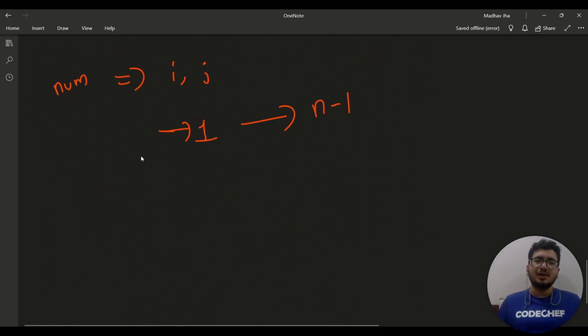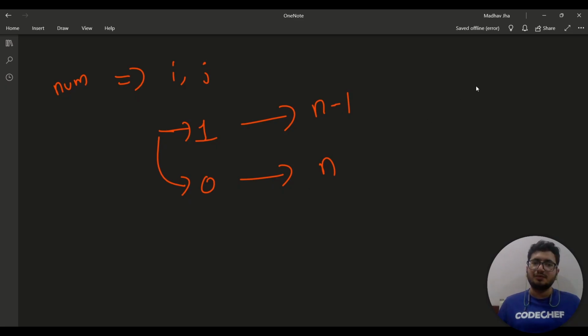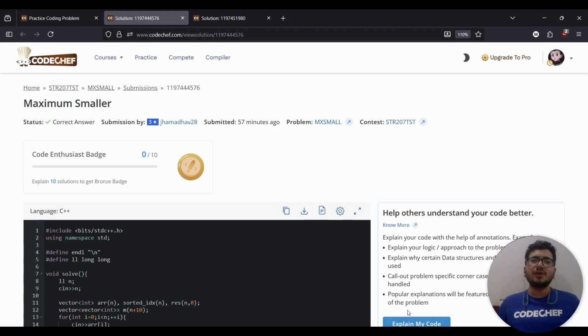But in case we have duplicates, that is, there exist multiple copies of all the numbers, it means it is not unique, then our answer would be that we can get a score of n. So what we'll do is, all the same numbers will simply point to each other, and with this, we'll get our solution. Let's see how we can implement the solution in C++.